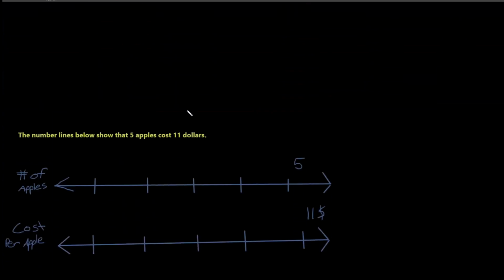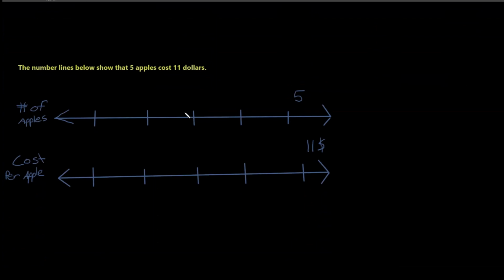So let's move on to our final question. The number lines below show that 5 apples cost $11, and these number lines are showing us the rate, or how much each individual apple costs. So as you increase the apples by one, the cost is increasing at a constant rate, meaning the cost is not going to vary, it's just going to increase. So we know that each of these tally marks is going to be equal to one apple, because there are 5 of them.